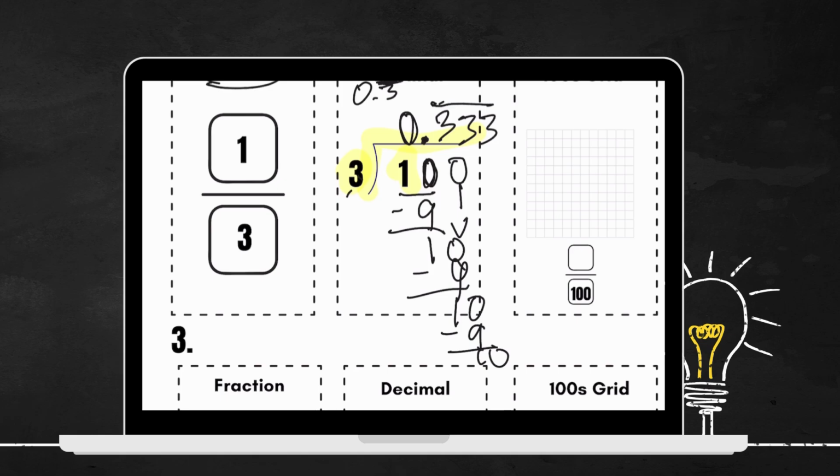And 1/3, so we have 0.3 repeating, which technically this is 3/9 as a fraction. It's not in tenths because it's repeating. But since it's out of 100, let's fill in 33 squares.